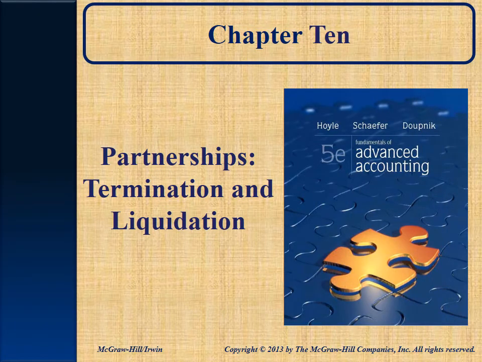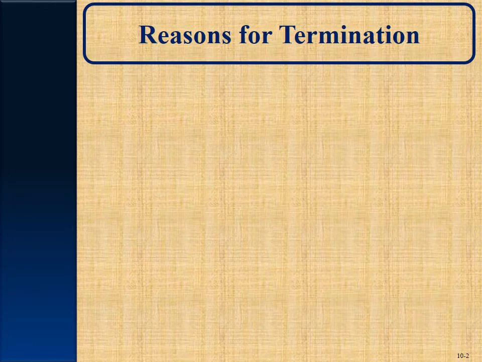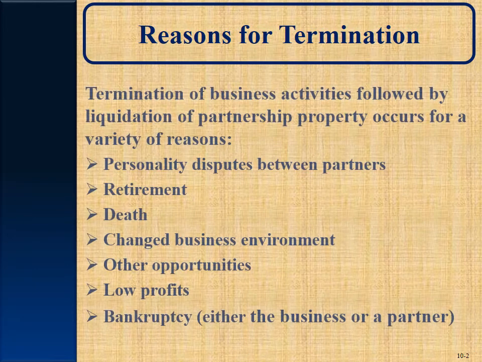Okay, so partnerships, termination, and liquidation. In the last chapter we saw the perspective of starting a partnership, distributing income, and adding partners. But what happens when a partnership terminates and liquidates, or one or the other? Why would they terminate? Well, termination of business activities is followed by liquidation of partnership property.